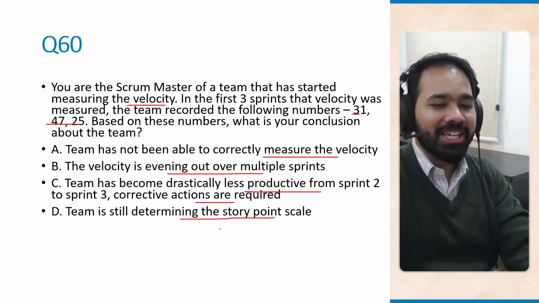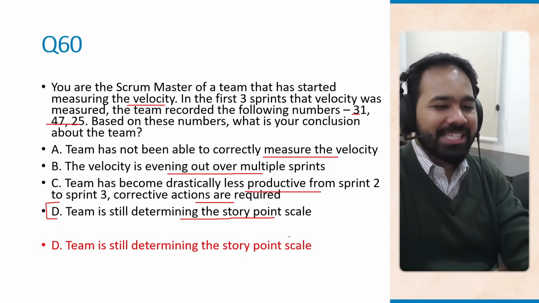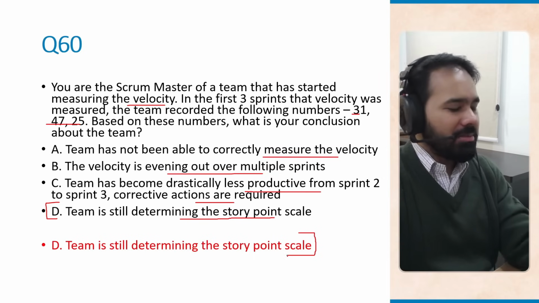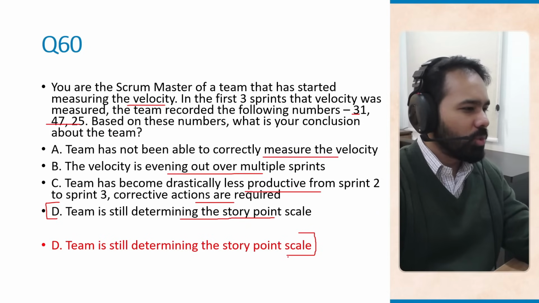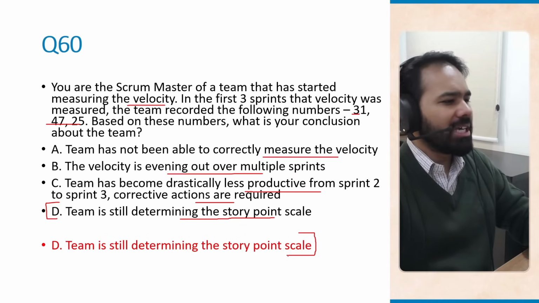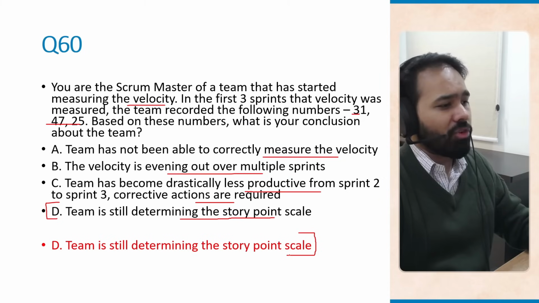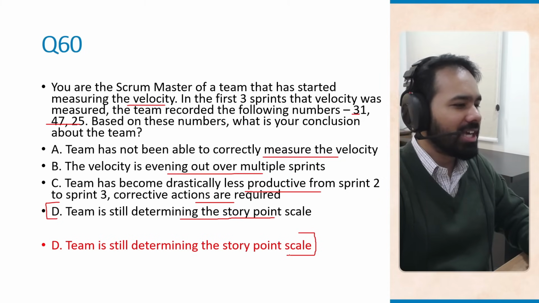The correct answer here is option D, because as you can see, the velocity numbers are all over the place. That means the team is still determining the story point scale. Team is basically calibrating story points, and that's what they do in the first few sprints. Work estimation consistency is still developing. Option A is incorrect because measurement is fine. Fluctuation is normal early on. Option B is incorrect because velocities 31, 47, 25 are not yet evening out at all.